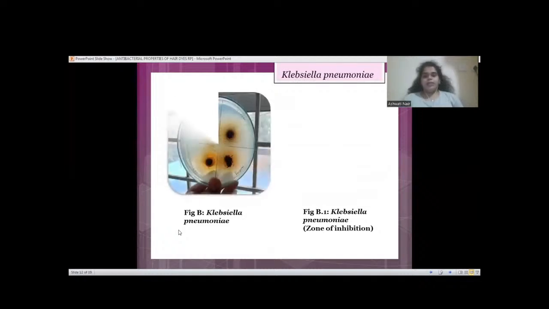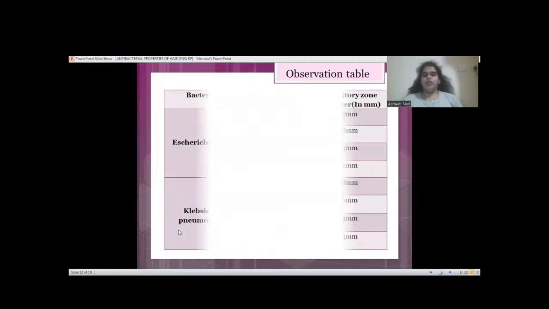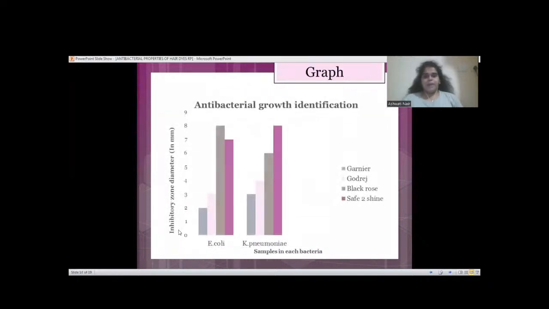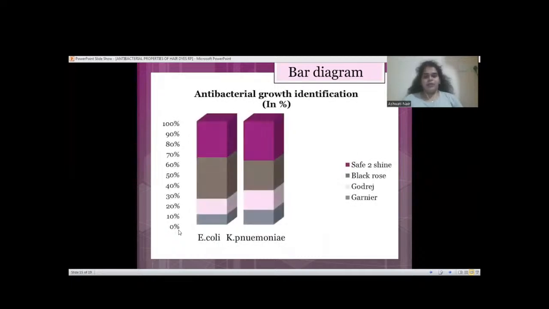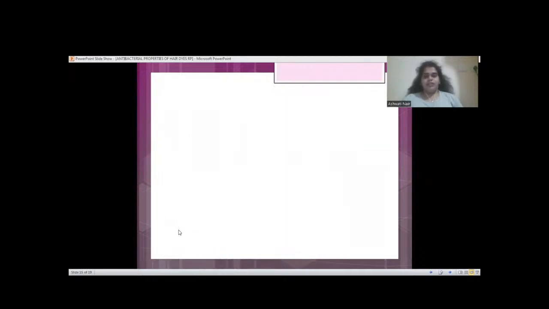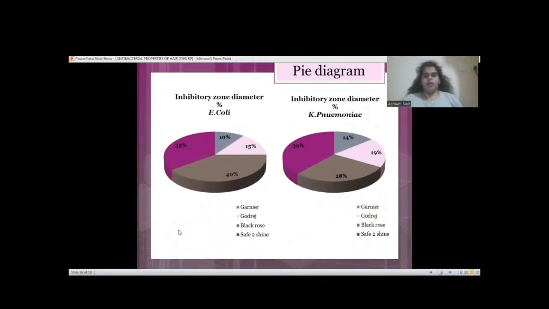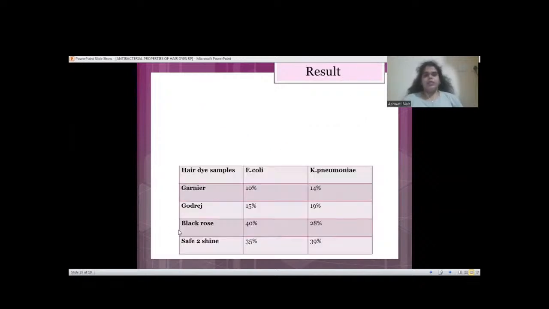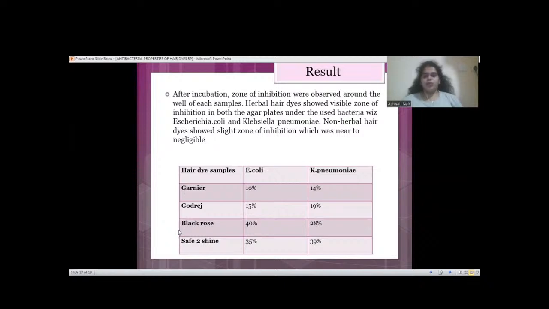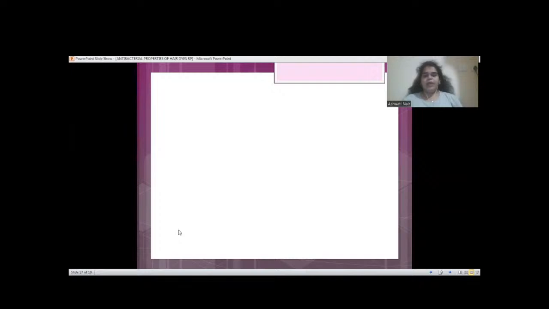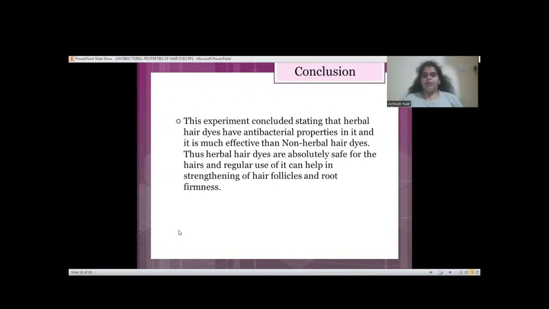Inhibitory zone diameter was measured in order to plot graphs, bar diagrams, and pie charts or pie diagrams to understand the statistics precisely. Thus, it was concluded that herbal hair dyes showed a visible zone of inhibition compared to non-herbal hair dyes, therefore stating that herbal hair dyes are absolutely safe for the hair and regular use of it can help in strengthening hair follicles and root firmness. Thank you.